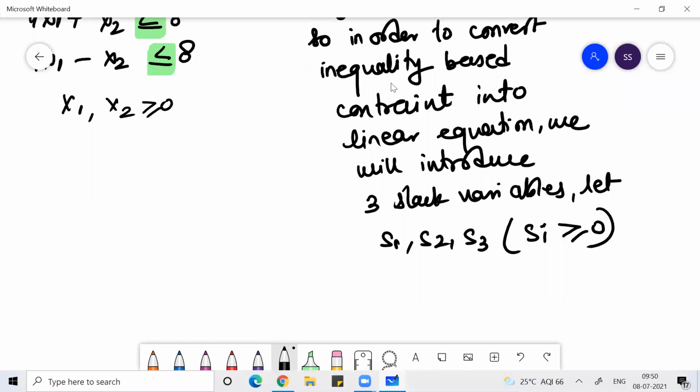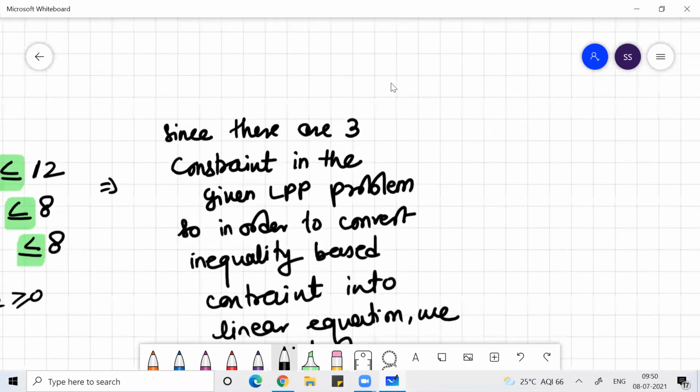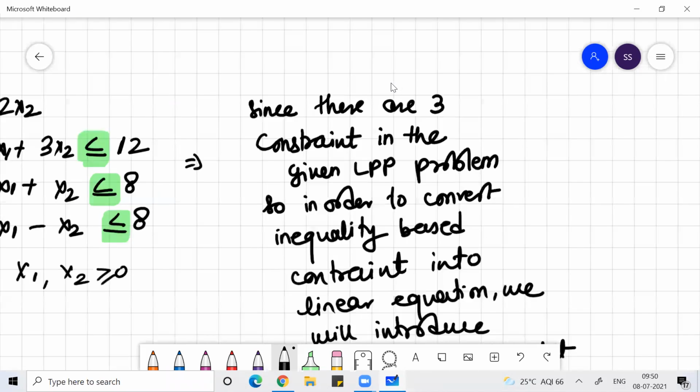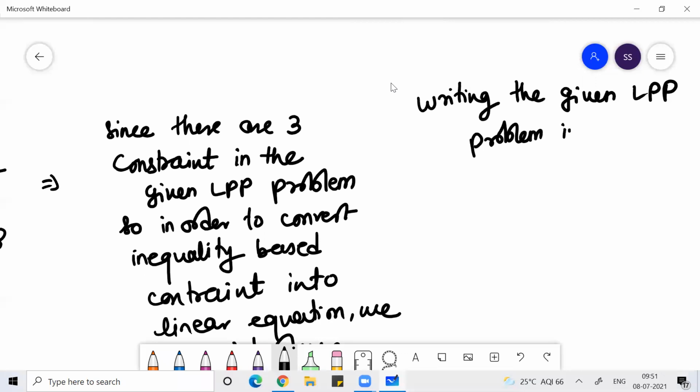Okay, you understood this, right? So we'll introduce three slack variables. Let S1, S2, S3 be greater than or equal to 0. Okay, so now I hope you understood. Now writing the given LPP problem in standard form.